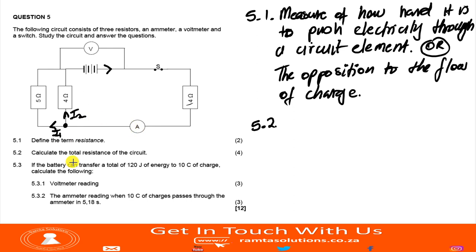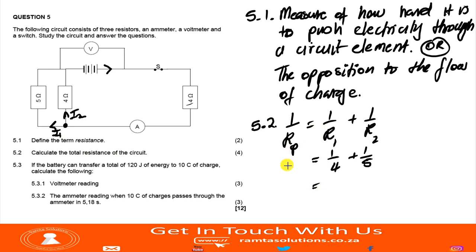Remember, the total current, this and this combined, will be the current measured by the ammeter. Now they say calculate the total resistance of the circuit. Pay attention that you have a parallel combination, so sort it out first. 1 over R sub P is equal to 1 over R sub 1 plus 1 over R sub 2. So this is 1 over 4 plus 1 over 5. This will be something over 20. 4 into 20 goes 5, and then 4. So this will be 9 over 20.